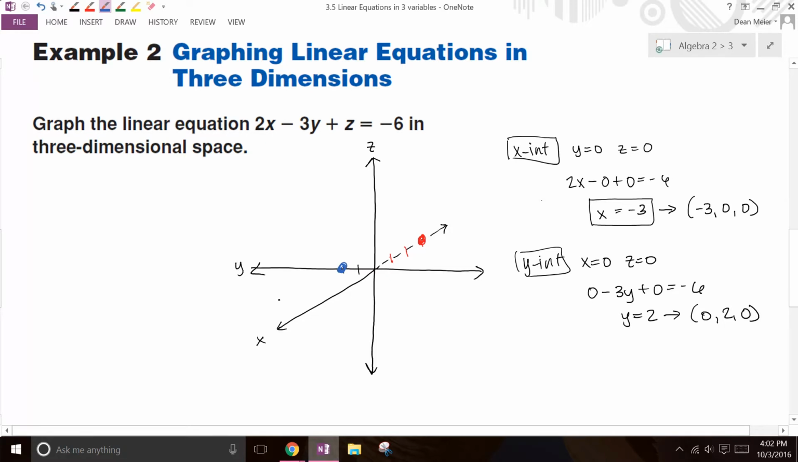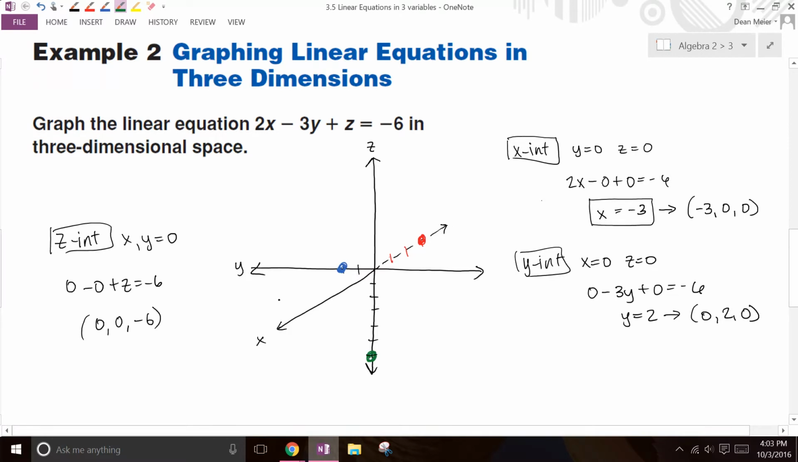And then last but not least, the z-intercept is when I make x and y zeros. And so what do we got? 0 minus 0 plus z equals negative 6. So that means z is negative 6, or the point 0, 0, negative 6 is on the graph. So z-axis 1, 2, 3, 4, 5, 6. And I will put a big green dot there.